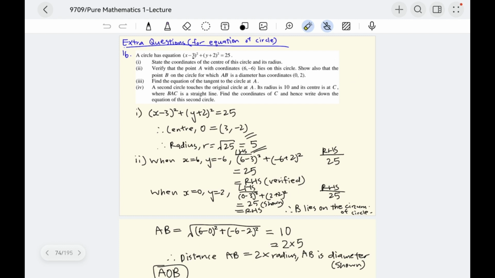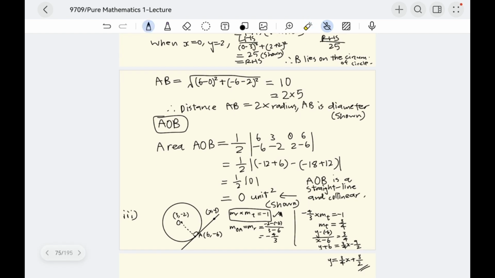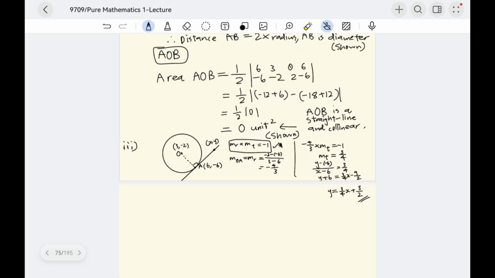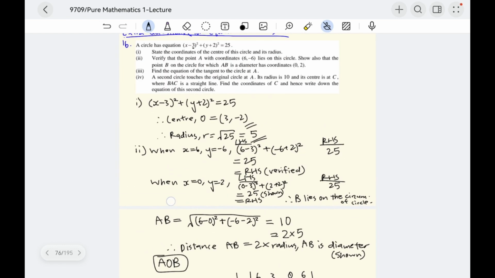So let's take a look at the last part of this question, the fourth part. There's a sudden appearance of a second circle which touches the original circle at A. Its radius is 10 and its center is at C, where BAC is a straight line. Find the coordinates of C and hence write down the equation of the second circle. So there is a prompt from this question.